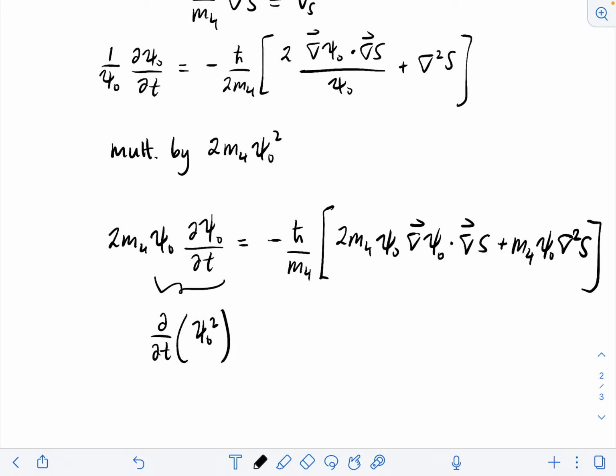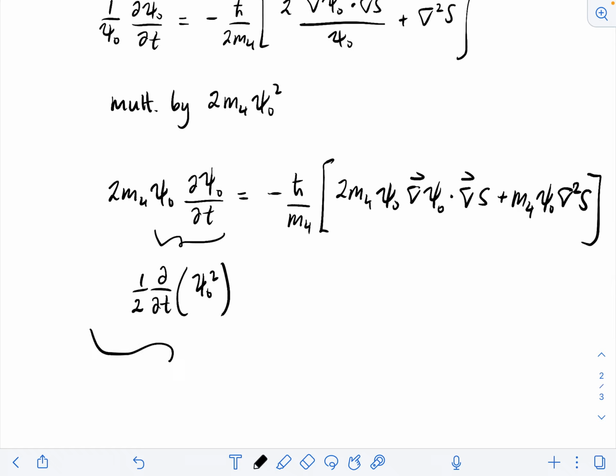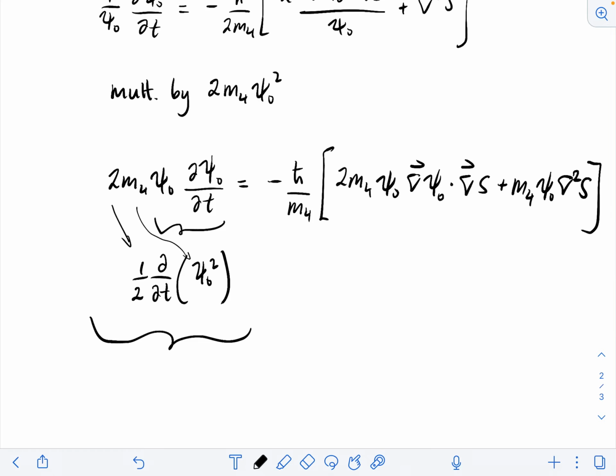So that's approximately right, but it would have a factor of 1/2 in front. So then this whole thing, we can use this 2 to cancel the factor of 1/2. We can take the m4 inside, and remember m4 times phi 0 squared is the mass density. And so what we really have then is that on the left-hand side, this is equivalent to d by dt of m4 phi 0 squared, which is just d rho s dt.